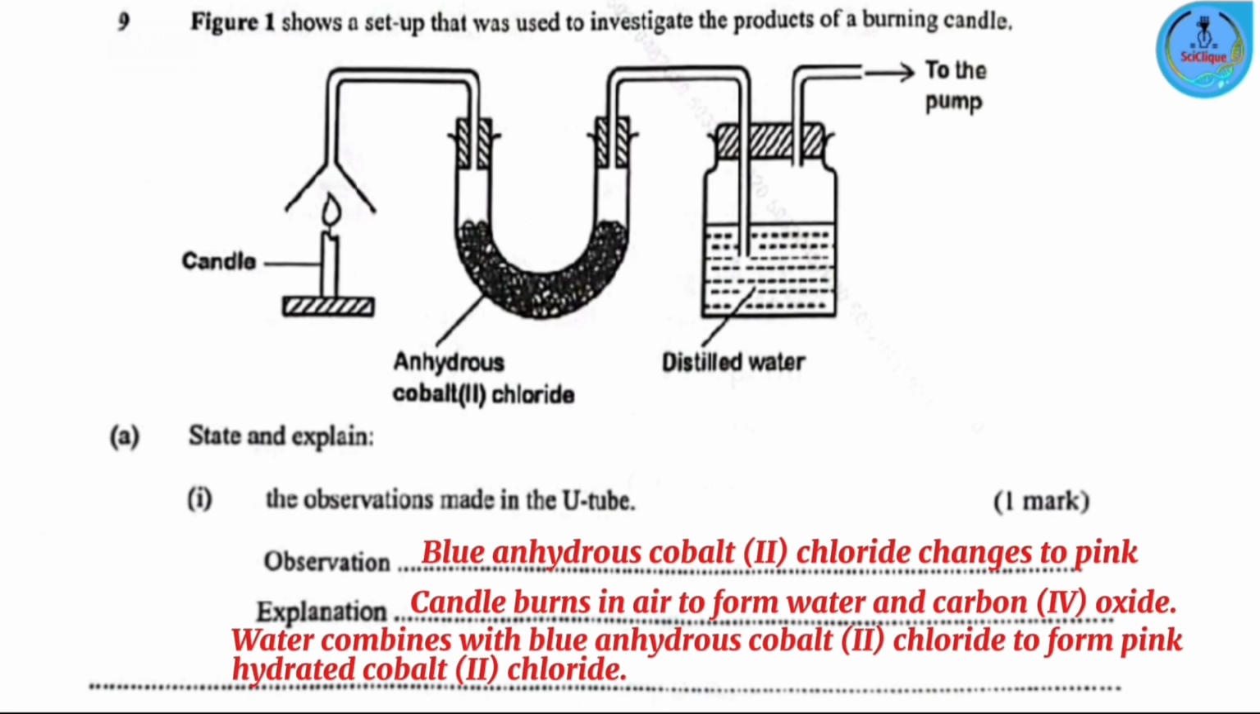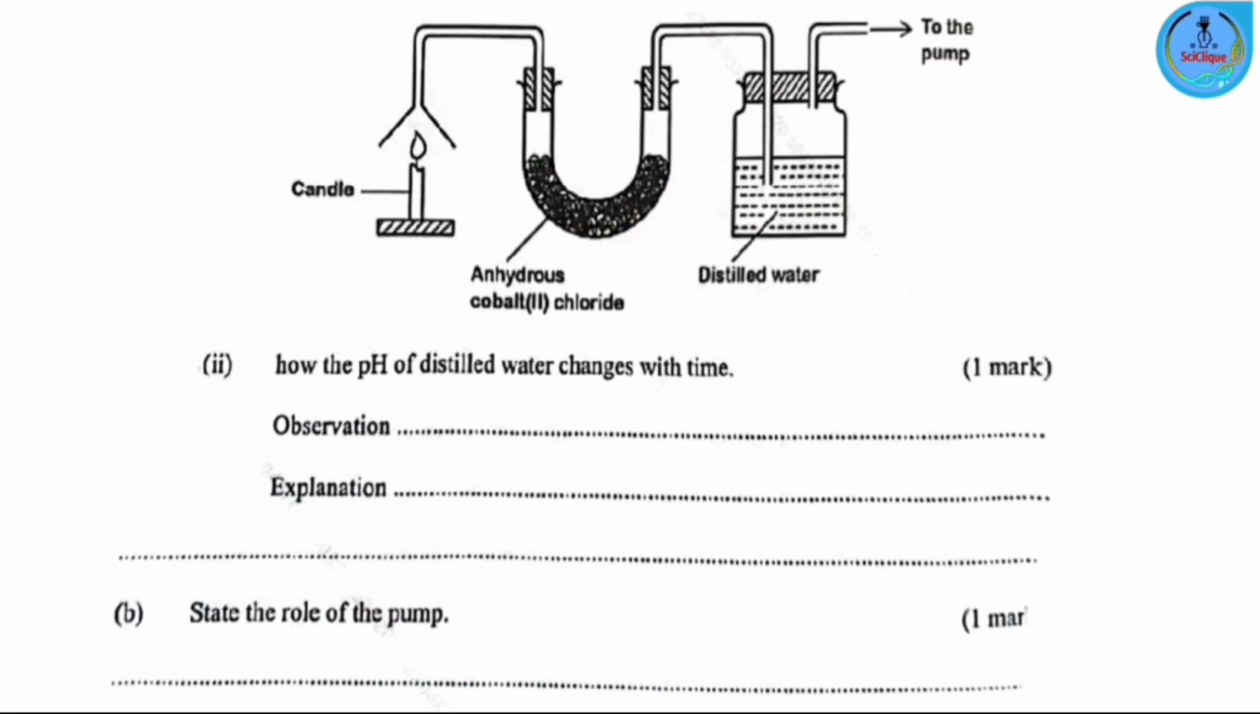Now, Roman number 2. How the pH of distilled water changes with time. So carbon dioxide will pass into this flask containing distilled water. Now, carbon dioxide is slightly soluble in water. So some of it is going to dissolve in water to form weak carbonic acid, okay?